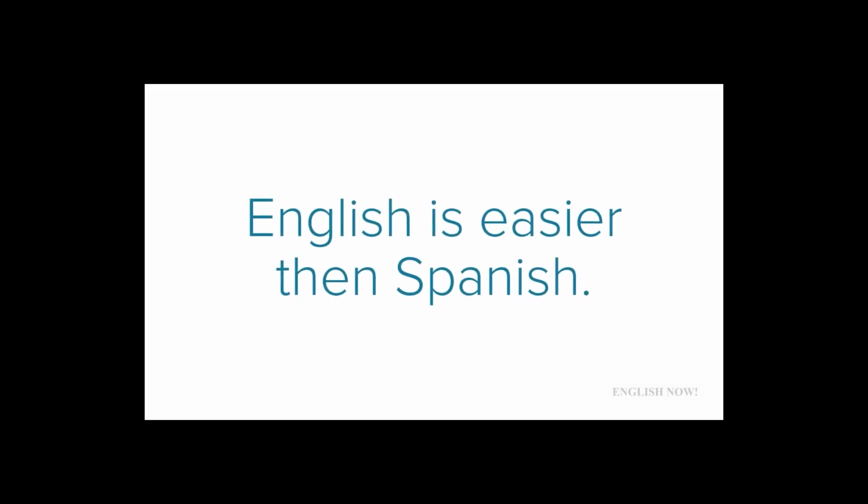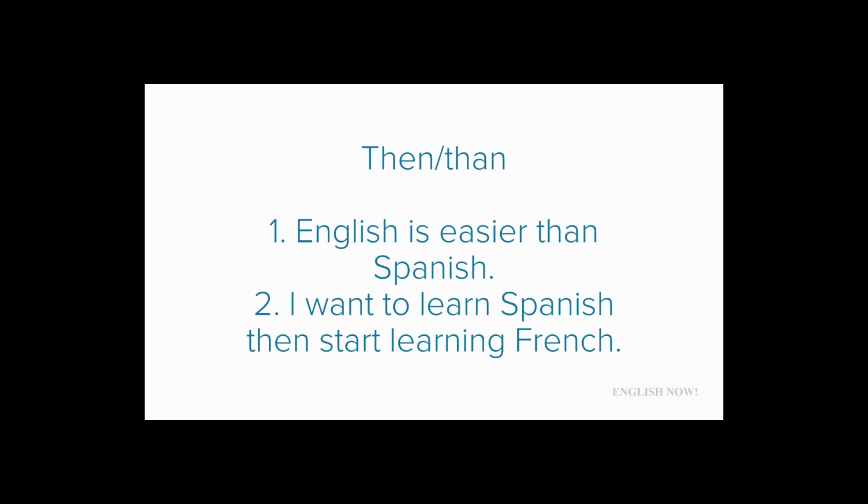And this is the last sentence we're going to look at. English is easier than Spanish. What's the mistake here? In this sentence, there's a mix-up between then and than. Let's look at sentence 1. English is easier than Spanish. So we'll use this in a comparative structure, than with an A. And the second one, I want to learn Spanish, then start learning French. So we're talking about the sequence of events. So you're going to do something, then something else.